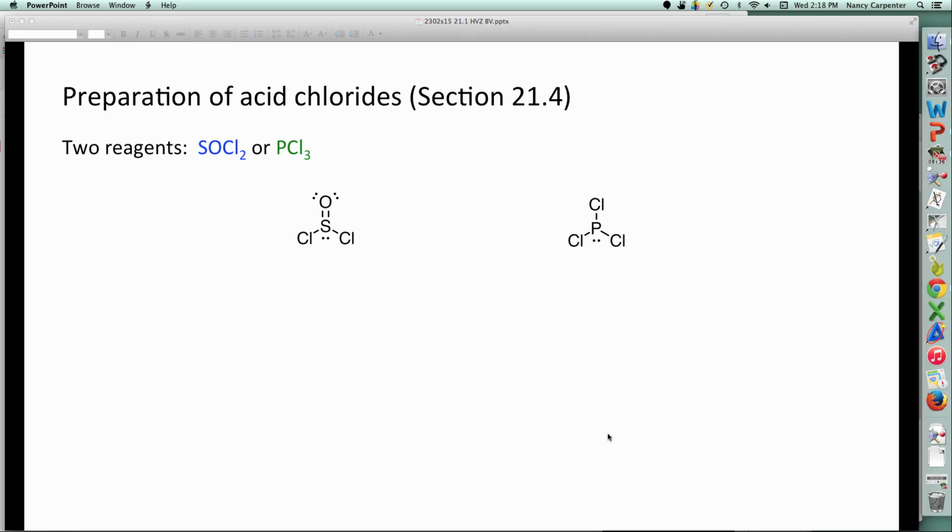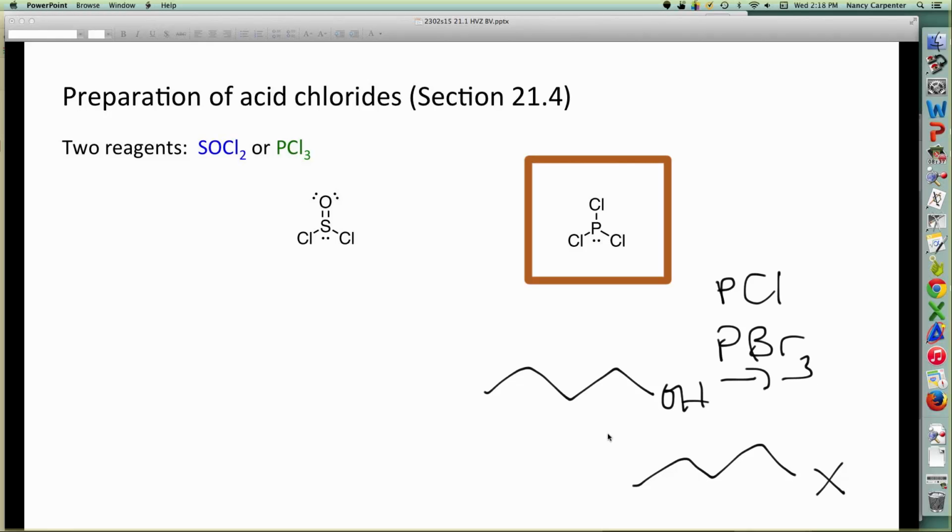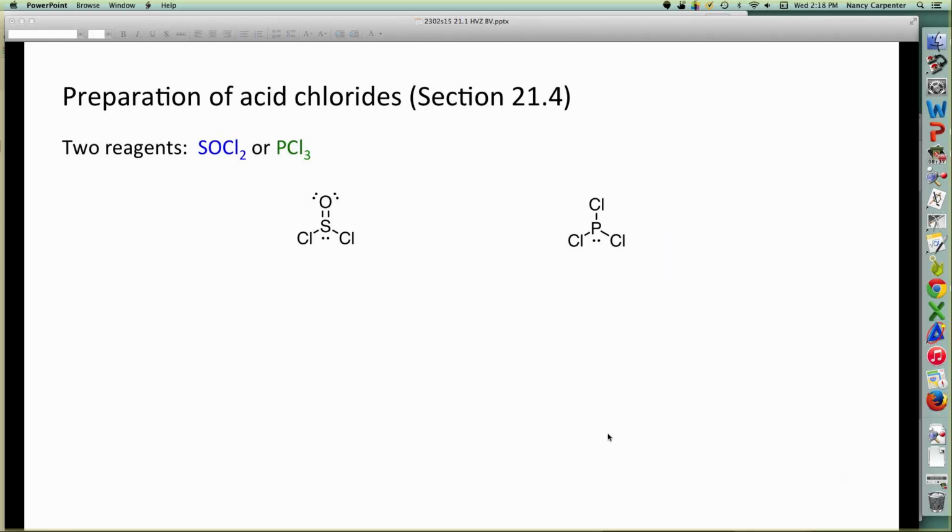What? More review? Well, certainly the phosphorus trichloride is more review, because we saw phosphorus trichloride and phosphorus tribromide in going from an alcohol to the halide. PBr3 or PCl3 took you straight to the acid chloride, or the acid halide. But what about this thionyl chloride stuff?